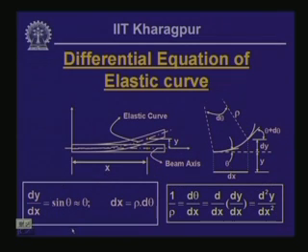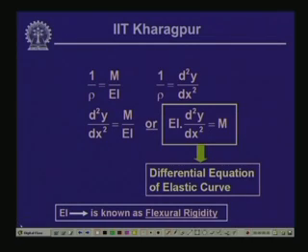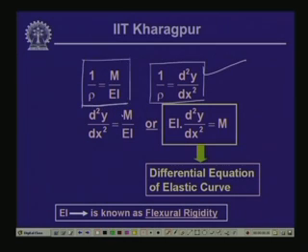Hence, 1 by rho, as we have just seen, is equal to d2y by dx2. Earlier, while evaluating the beam bending formula, we obtained that 1 by rho is equal to M by EI, and thereby if we equate these two, we get d2y by dx2 is equal to M by EI, or EI d2y by dx2 is equal to M. This is what we call the differential equation of the elastic curve.